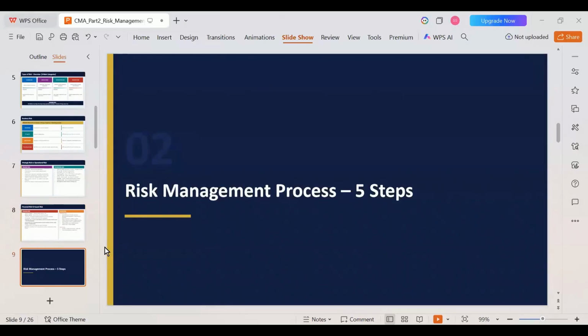Okay, so next up we can move on with the risk management process. So the risk management process again has 5 steps. Can anybody tell me what are the 5 steps involved in the risk management process?